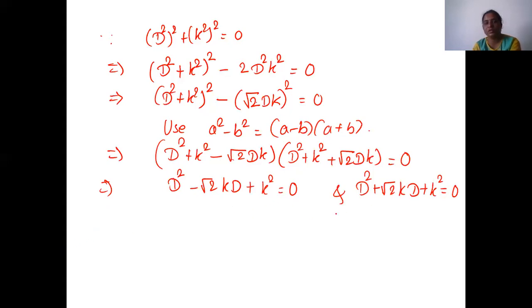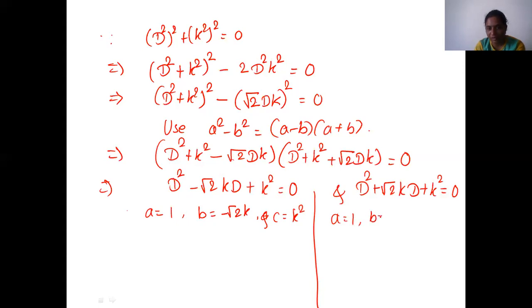Both are quadratic equations with arbitrary numbers, so we cannot use a calculator. So how to solve them? In the first, a is 1, b is minus root 2k, and c is k square. Comparing with aD square plus bD plus c, here a is 1, b is root 2k and c is k square.